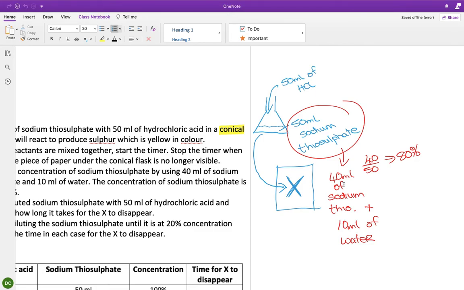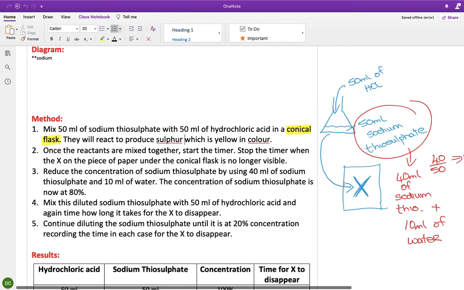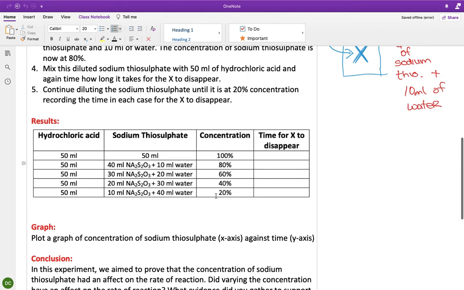And essentially, you're going to keep going until you get right down to a 20% concentration. So I have the concentrations done here in the results table. So the first time round, you always use 50 mils of hydrochloric acid. That's not going to change. The sodium thiosulfate, initially it is a full 50 mils, which means it's 100% concentrated. Next round, you're going to do 40-10, so now it's 80% concentrated. Then you do 30-20, so now it's down to 60, and so on. Okay? And every time you're recording the time for the X to disappear.